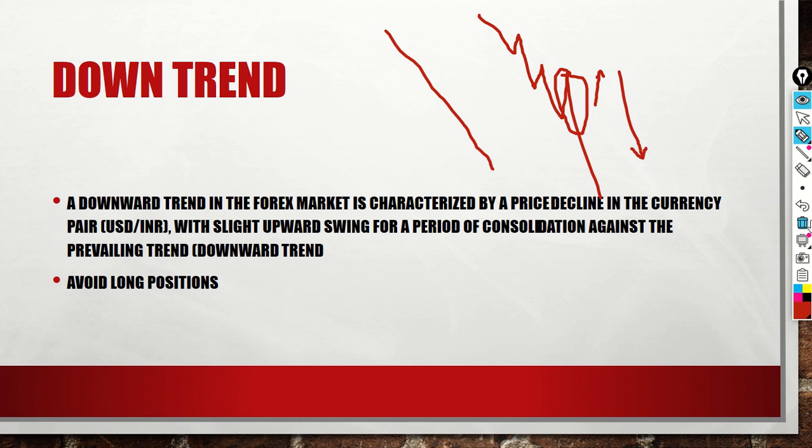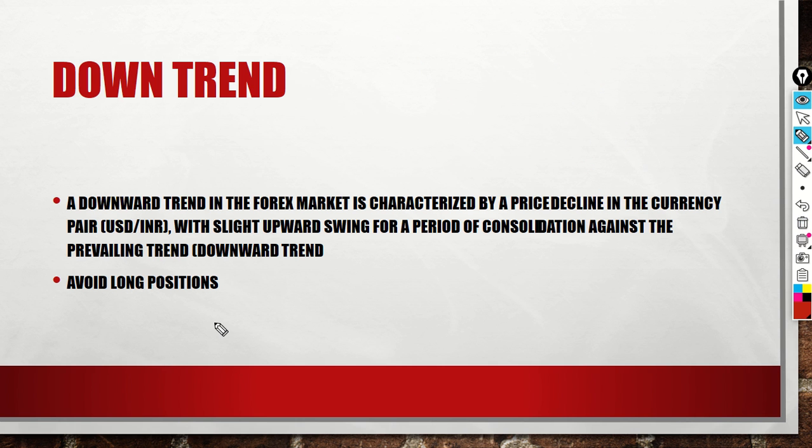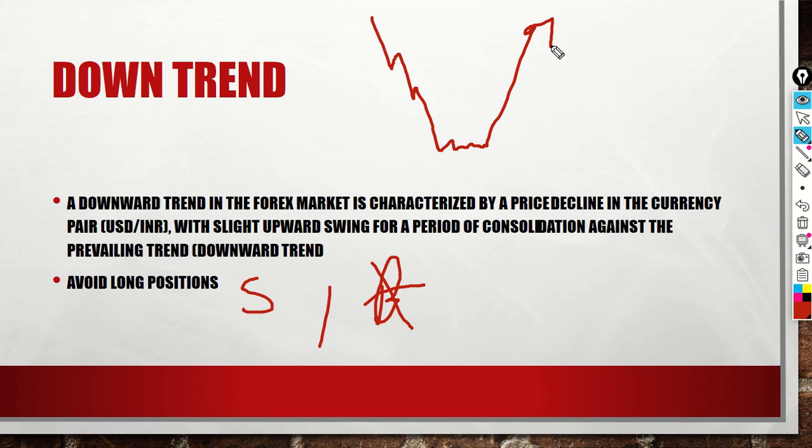Price will retrace. So in a downtrend you need to avoid long positions. It's much wiser to sell in a downtrend than to buy. Although you can buy in a downtrend, especially at the end of the trend in here, when the trend is going to end and an uptrend is going to start. That is only when you need to buy.